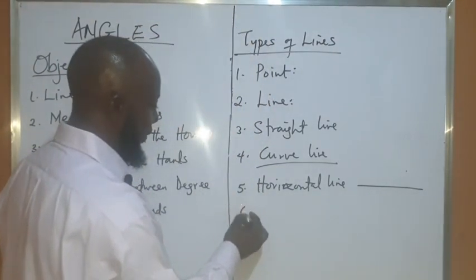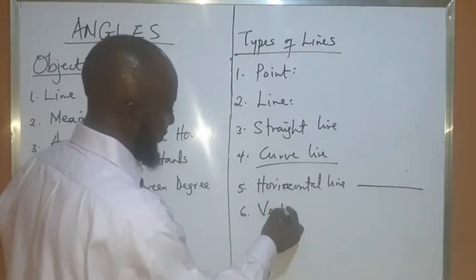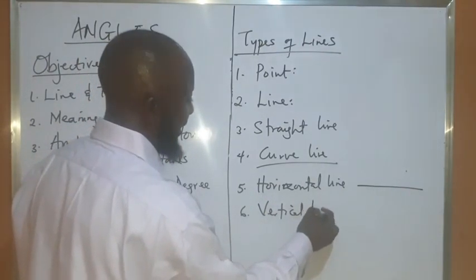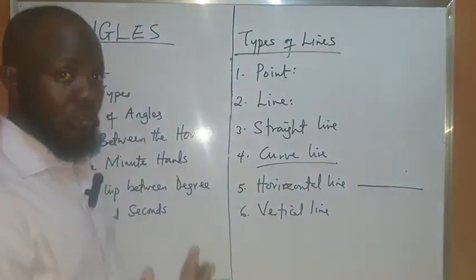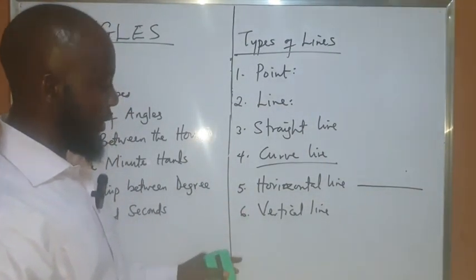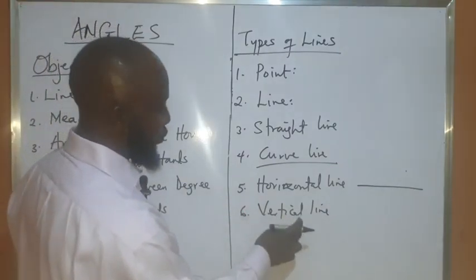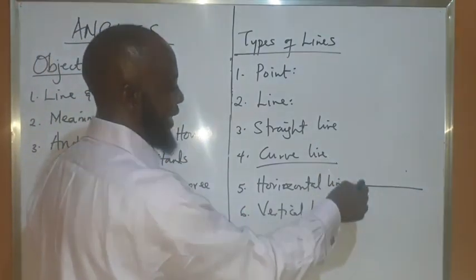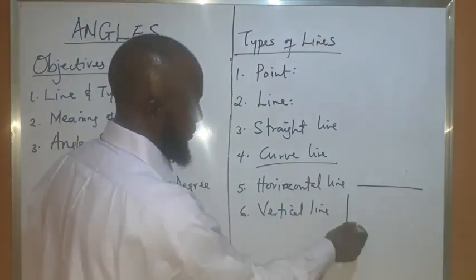While the other one is vertical line. You can see how all these things are linked together. If you understand how they are linked together, you'll be able to understand it very well. Vertical lines are the ones that are drawn from up to down.